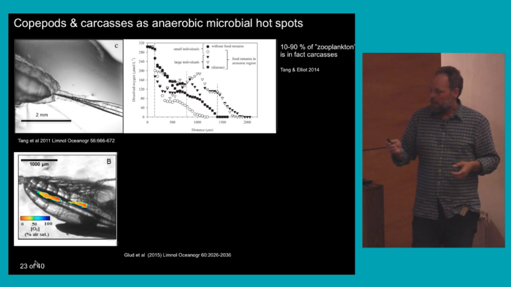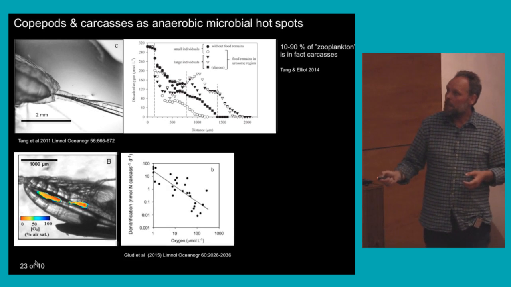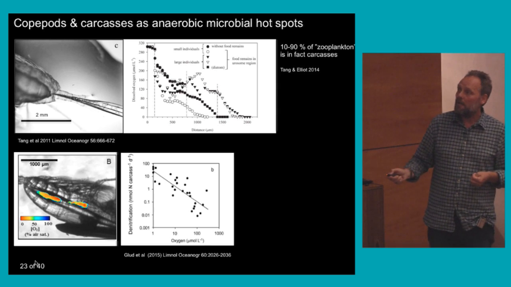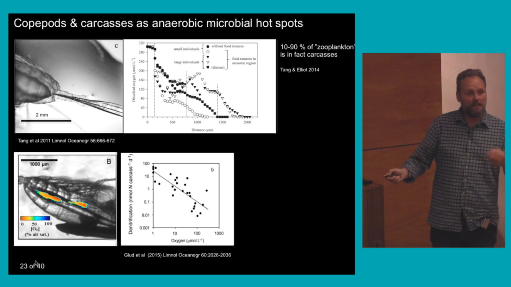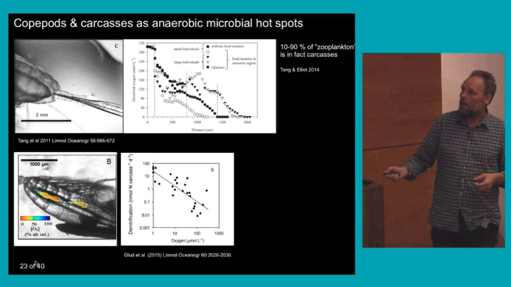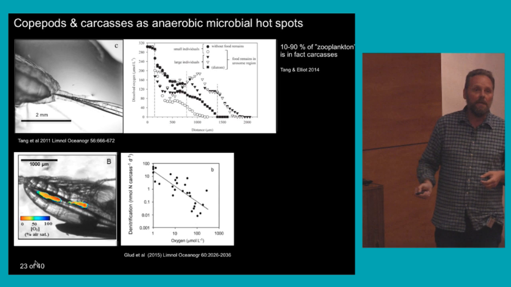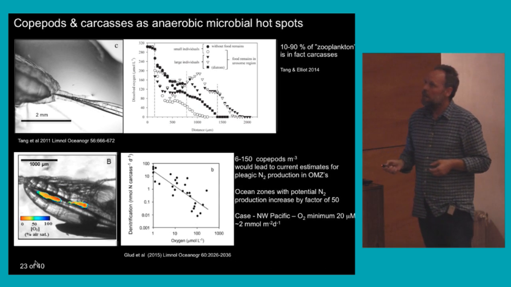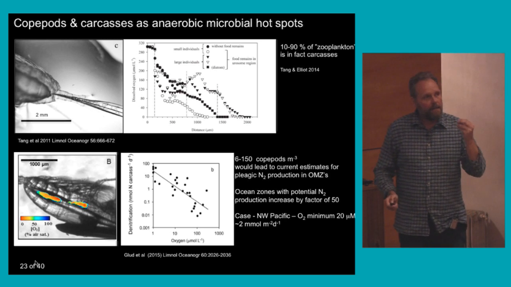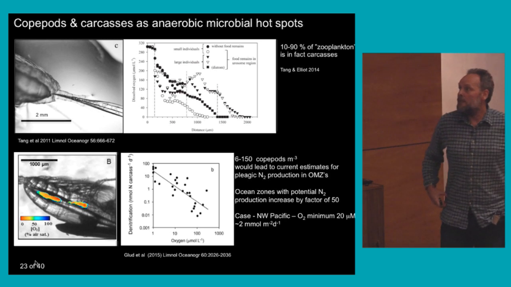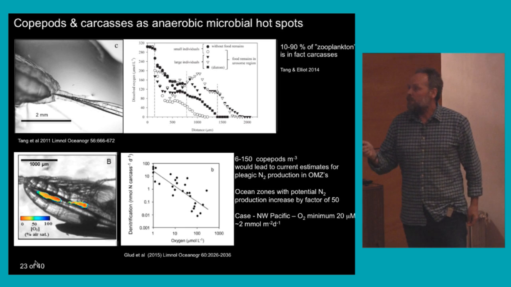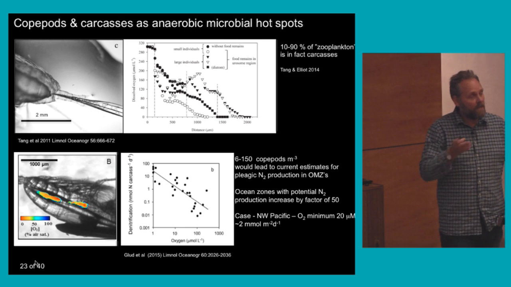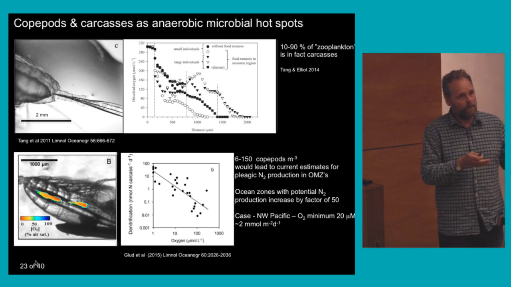And when we incubated sinking carcasses with 15N nitrate, we could measure the denitrification rates. And that was quite clear. So we had denitrification inside the sinking carcasses, and the rates were depending on the availability of oxygen. What are the implications of that? Well, it means, for instance, that if we take the denitrification activity measured in oxygen minimum zones, if you just had 6 to 150 carcasses per cubic meter, that would have an equivalent amount of denitrification associated to them.